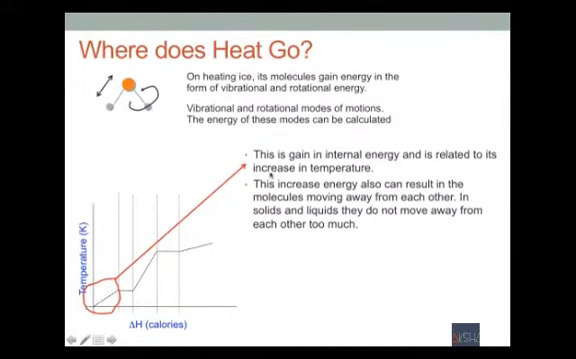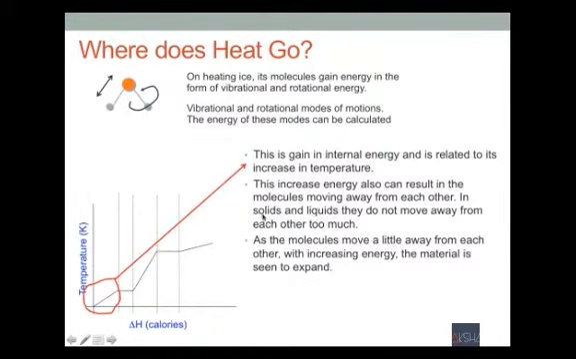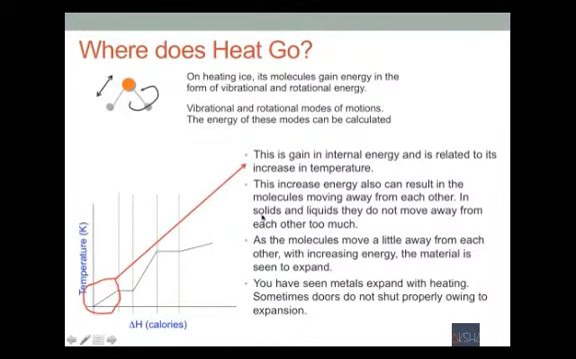The increase in energy, as I heat it, can also result in the molecules moving away from each other. In solids and liquids, they do not move away from each other too much. As the molecules move a little away from each other with increasing energy, the material is seen to expand. So we've seen, for example, metals expanding with heat. Sometimes doors do not shut properly owing to expansion.